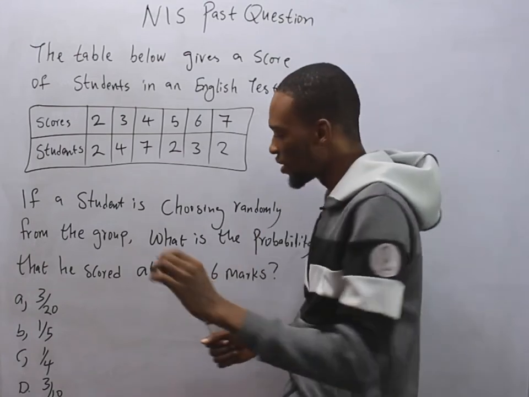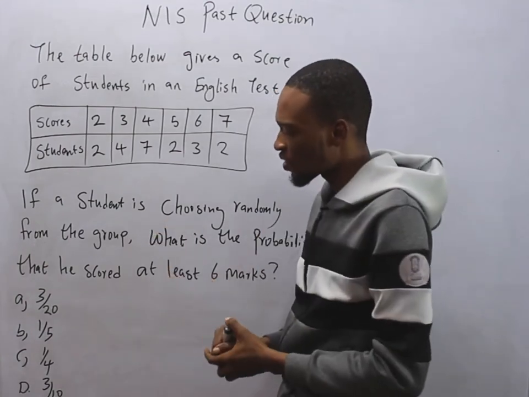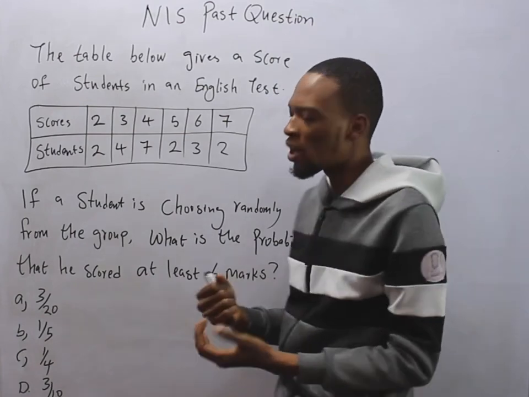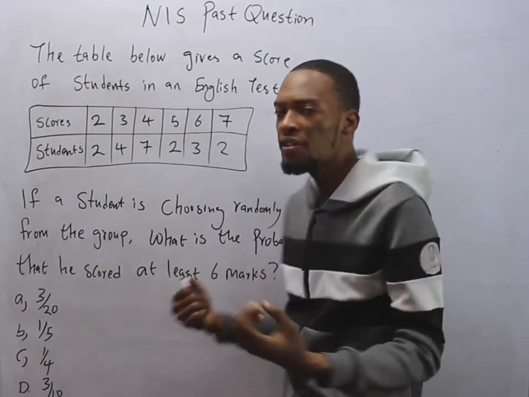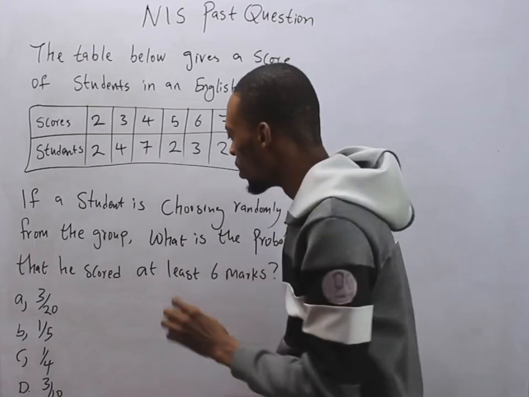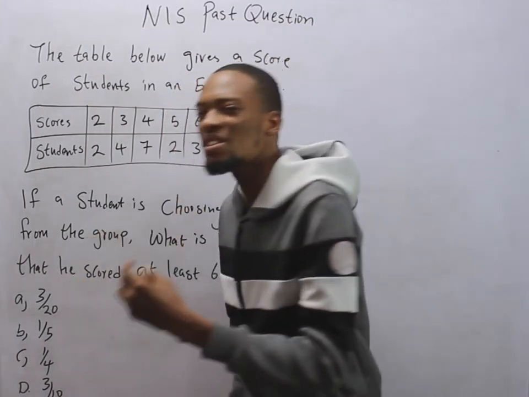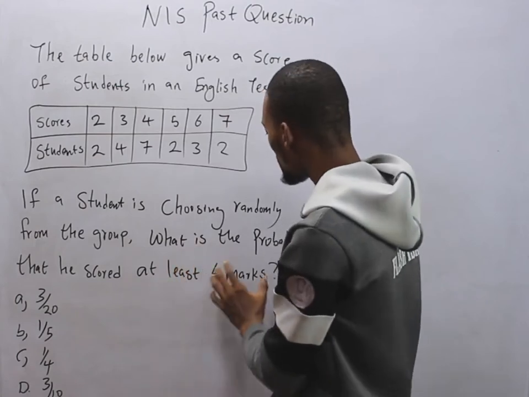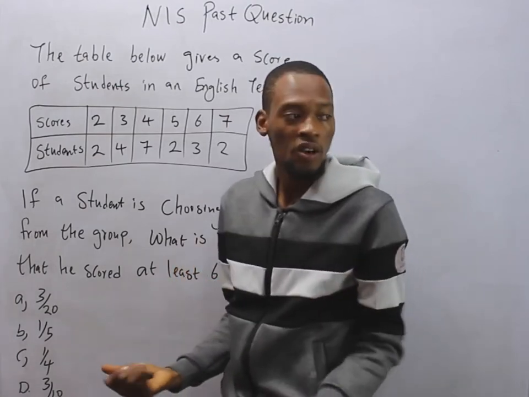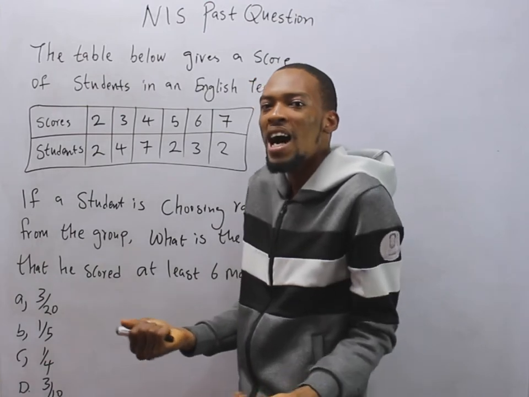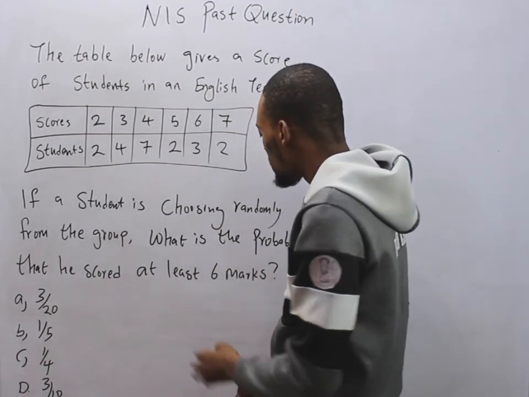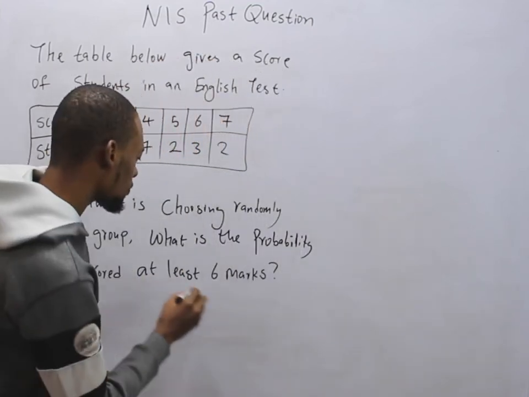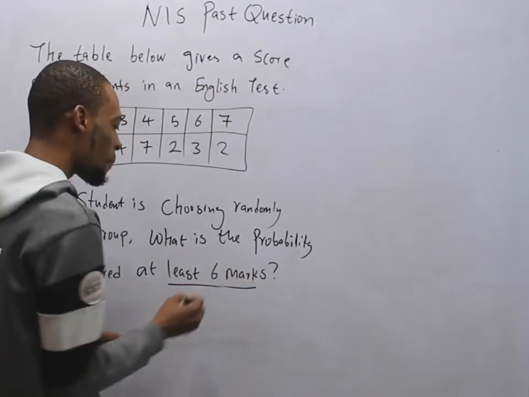A says 3 over 20. B says 1 over 5. C says 1 over 4. And D says 3 over 10. Now, if a student is chosen at random, what is the probability? Probability means chance or possibility or likelihood. So how likely would this student score at least 6 marks? Now, underline this, at least 6 marks.